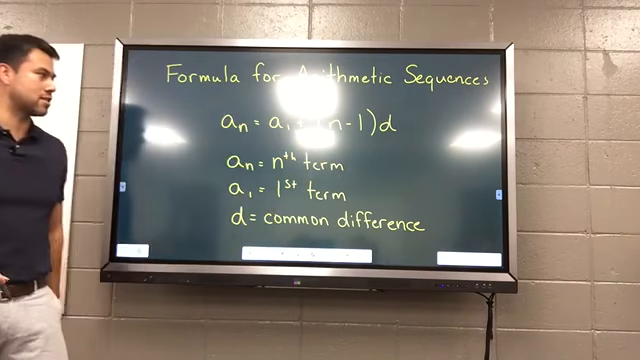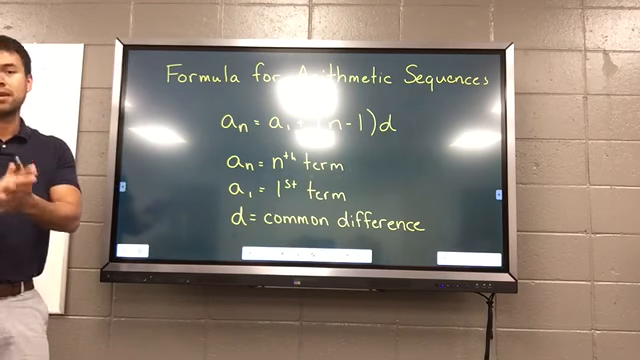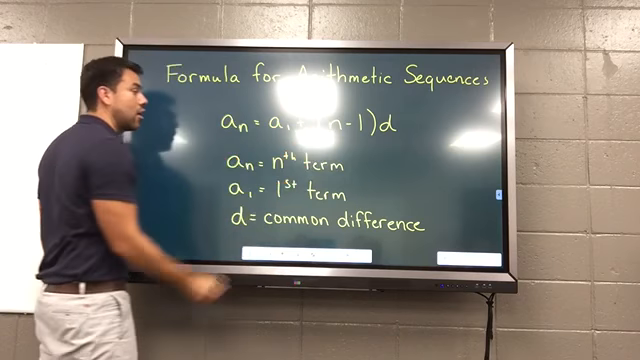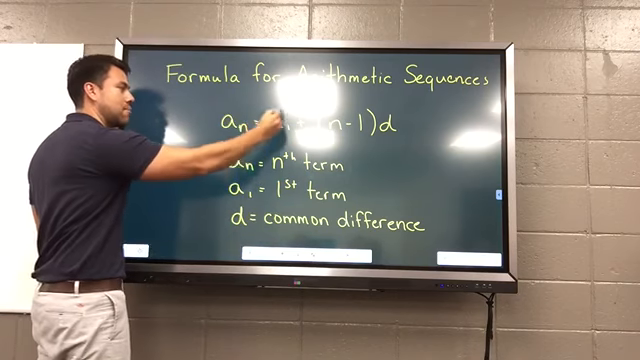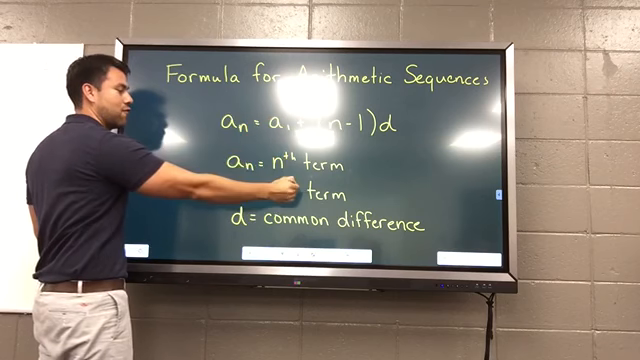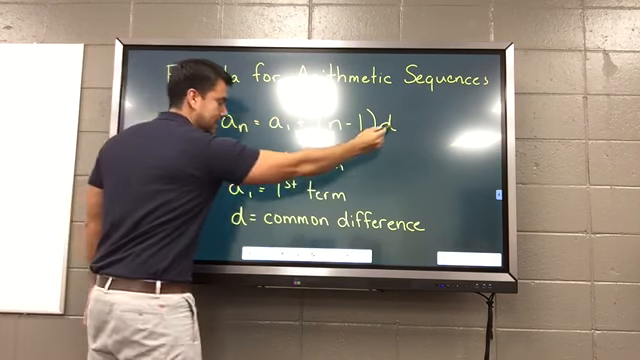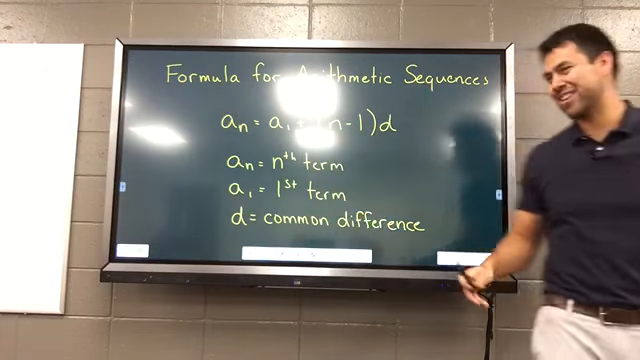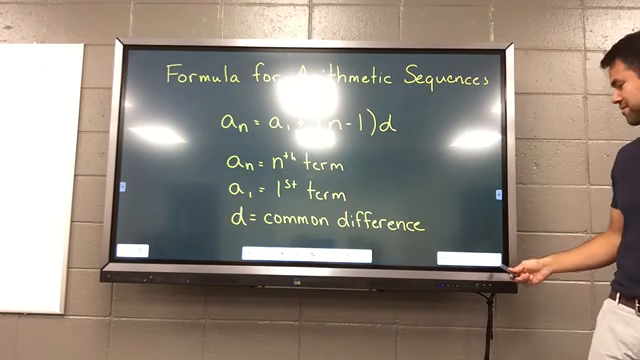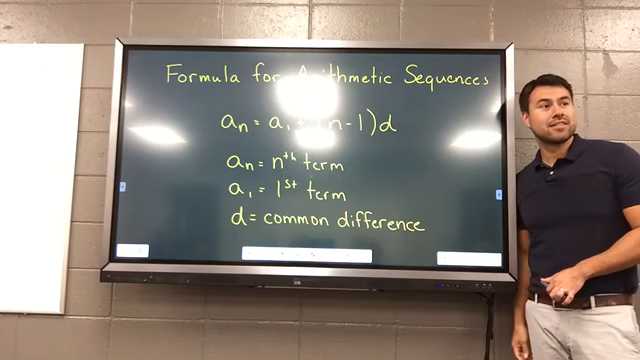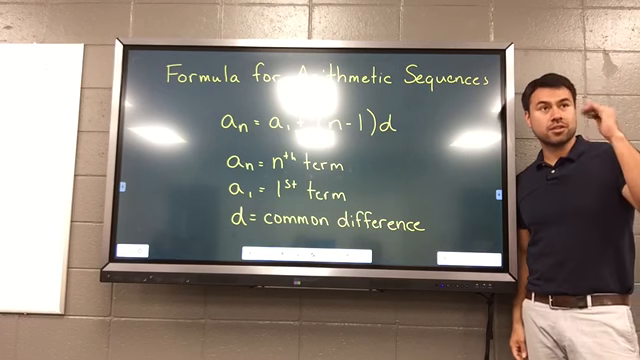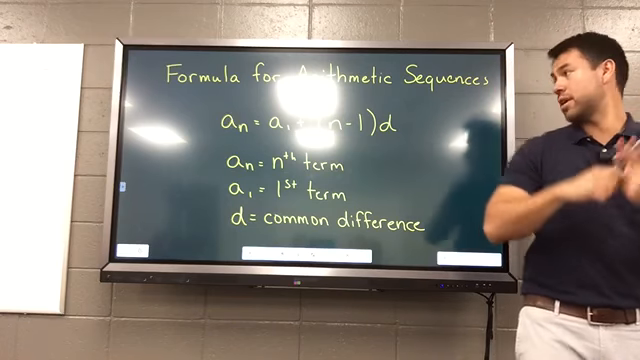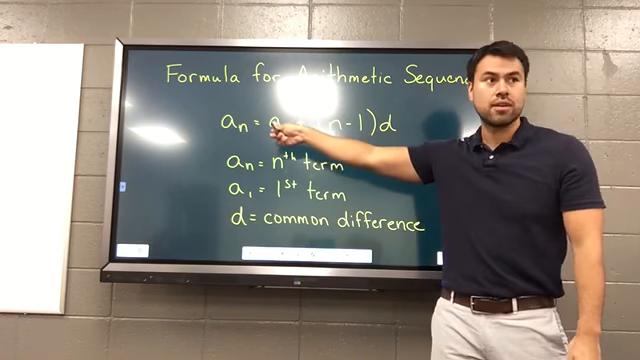I don't know what the problem's going to ask you. Give me the 10th term. What would you replace n with? 10. Okay, and then what's a sub 1 again? The first term of the sequence. What's D again? The common difference. Don't be tricked by the key right there underneath that formula. Just remember the n minus 1, because you're finding n minus 1 more differences, since you already have the first term.